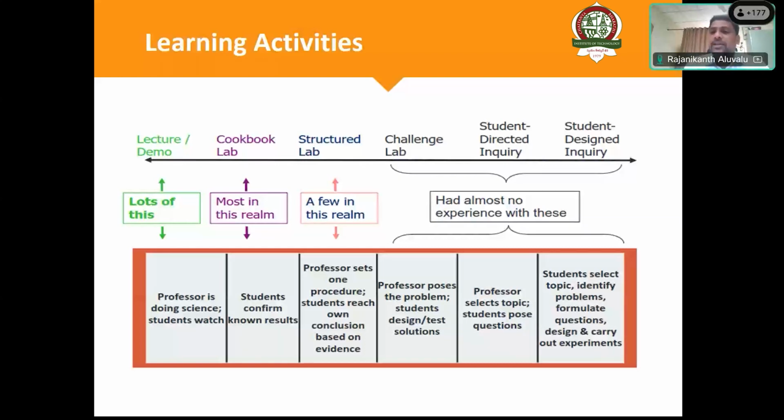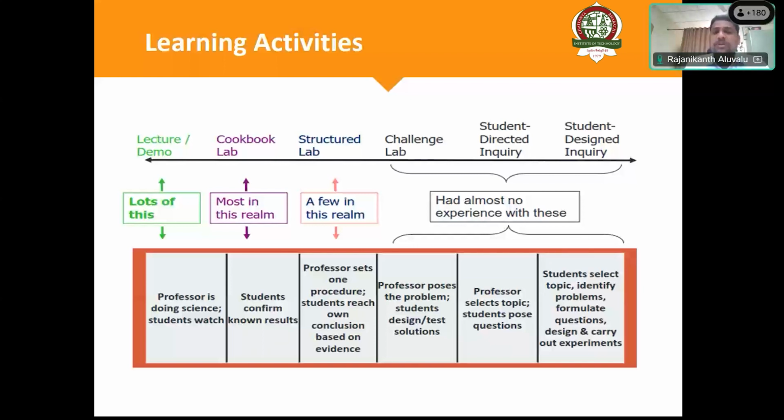And further moving, the student design inquiry. Here, the student himself will select a topic. He will identify the problem, formulate the questions, design and carry out the experiments, wherein the faculty will just become a facilitator to answer the queries, to ensure the student does that particular experiment, and to support whenever they come up with any question. So this is how the learning activities have to go in a matured model.